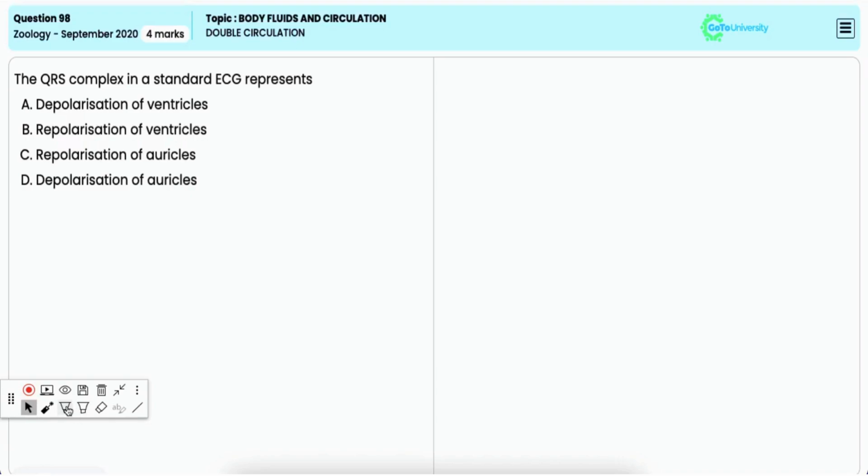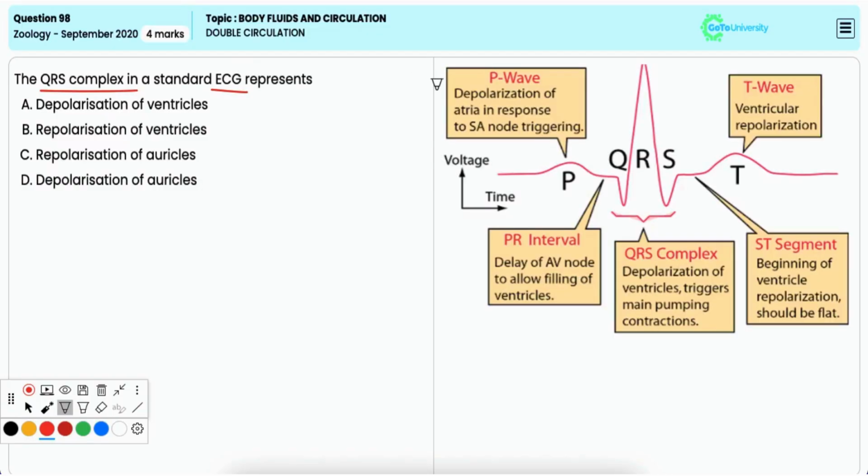In this question, you have to identify what is being depicted by the QRS complex in an ECG. Now, in electrocardiography, that is ECG or EKG, the QRS complex is a waveform that is observed in the electrical activity of the heart, and this complex is characterized by three distinct deflections, Q, R, and S waves, which signify depolarization events occurring in the cardiac muscle.